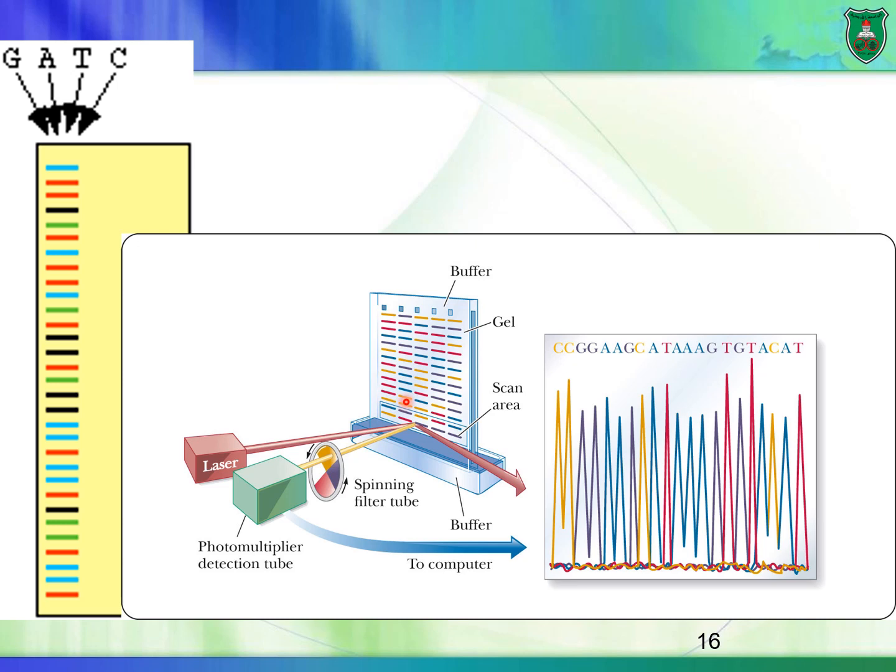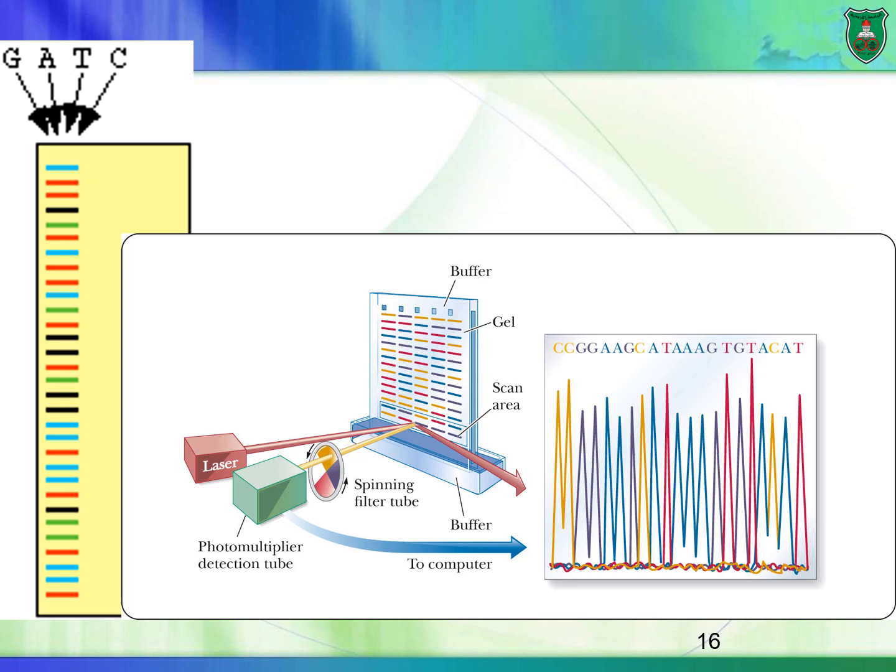Now, the computer or the software gives us these signals in the form of peaks. So it would look like this. You can see that there's yellow signal followed by yellow signal. So the computer reads C, C, G, G, A, G, C, whatever, depending on what the color is or what the signal is.